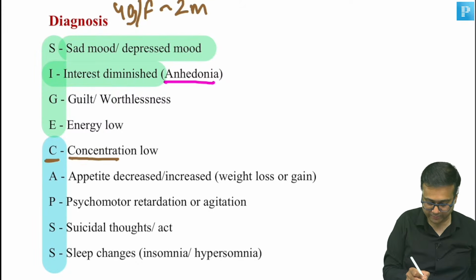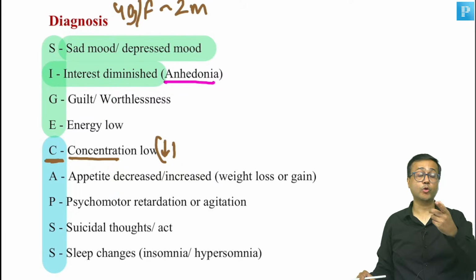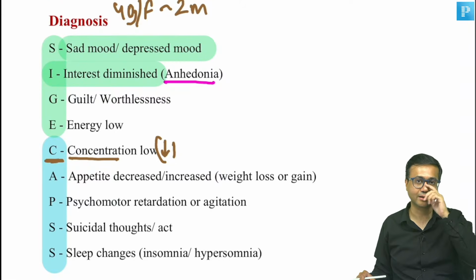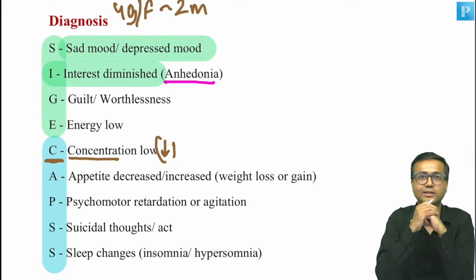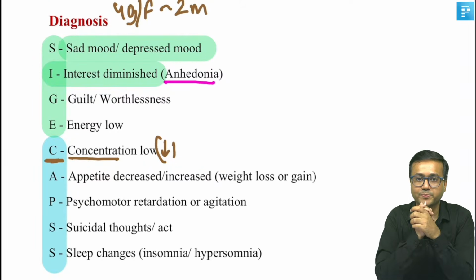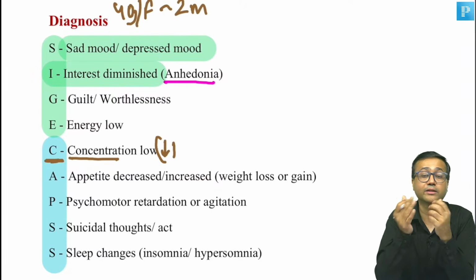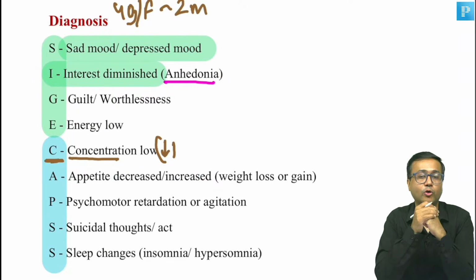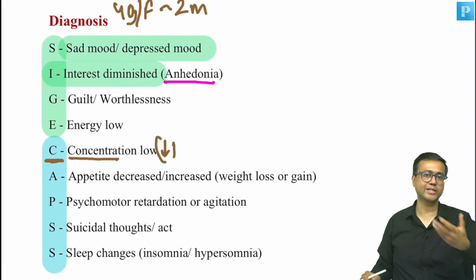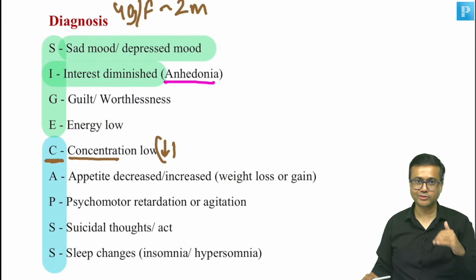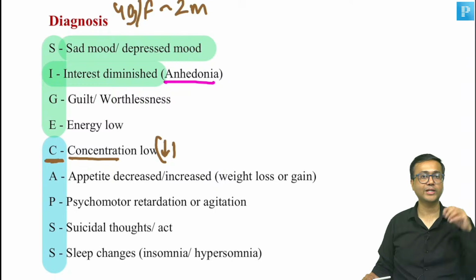So this is SIGE. But what is C? C for CAPS. Concentration. The concentration is reduced. What was concentration we discussed now? Sustained attention. Patient says, sir, nowadays I forget things. So very interesting, this 40-year-old female says, sir, I am forgetting things. I forget where I have kept my important documents, important keys. But is it true dementia? No. This forgetfulness is actually because of decreased concentration.